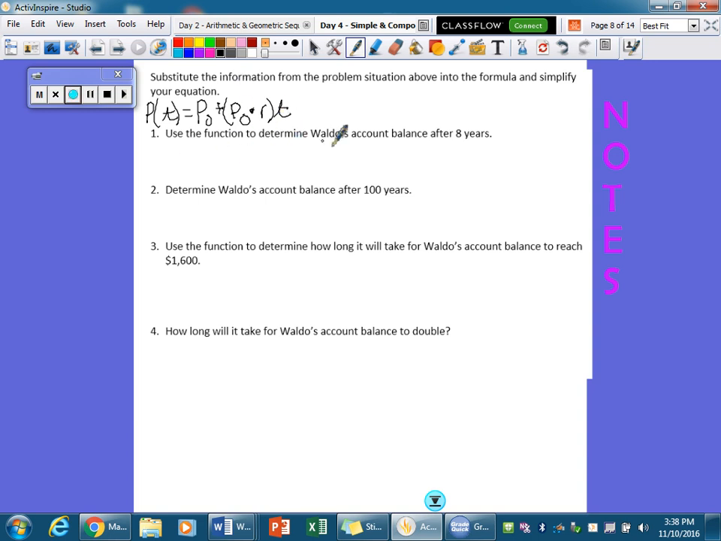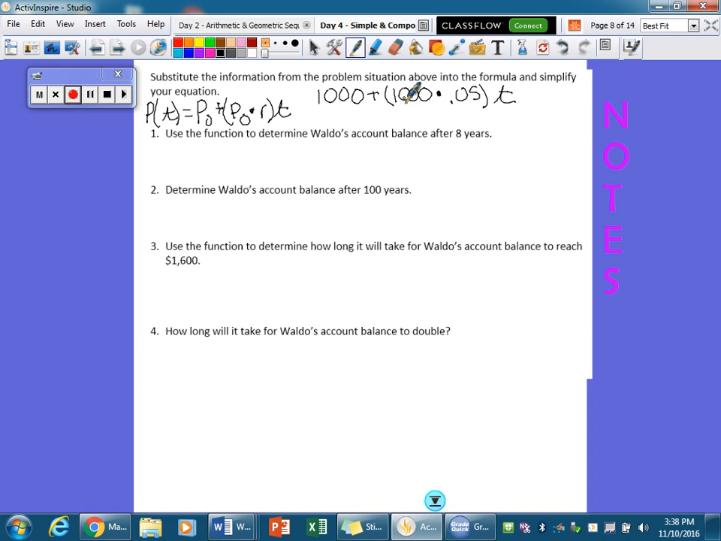It says we need to write Wally's account balance after 8 years. Well, I don't want to have to fill in the table, so I want to use the formula. So I'm going to substitute what we know in. We know 1,000 is my P sub 0, that's my initial amount, and I know my rate is 0.05. So we're going to have 1,000 plus 1,000 times my 0.05, all times my t.